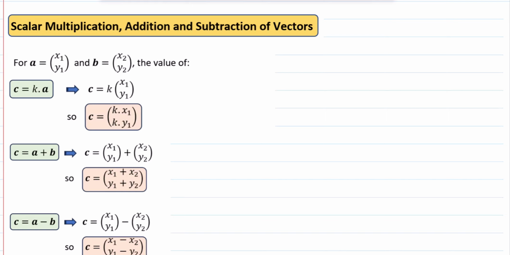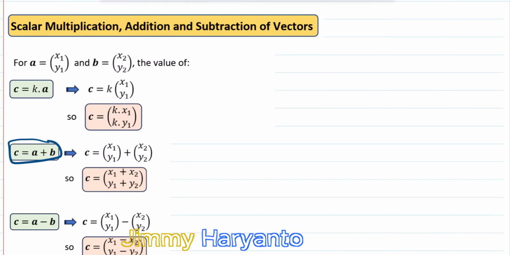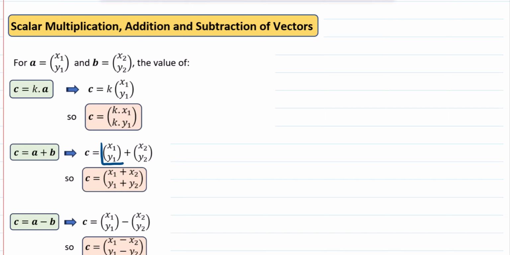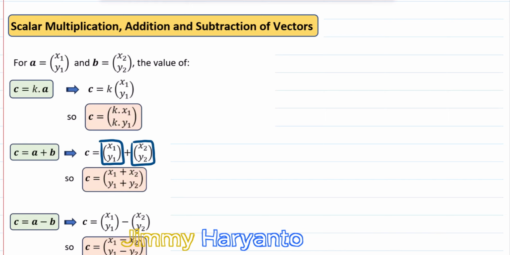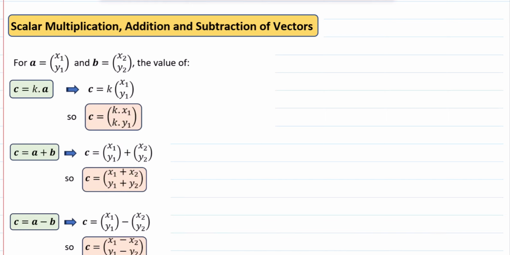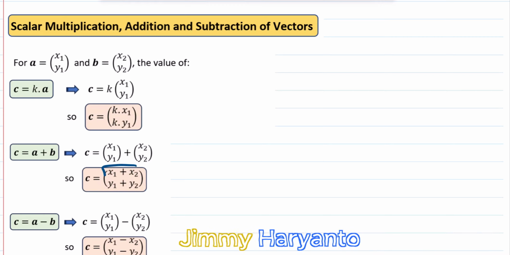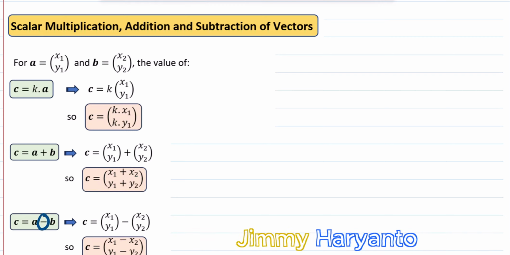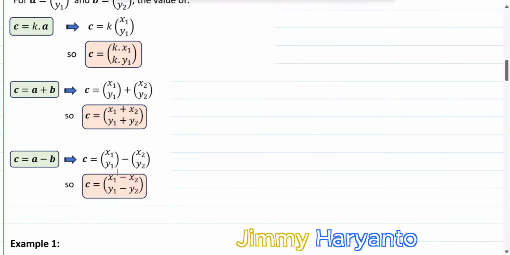So next one is c equals a plus b. For a plus b, you only have to add the components of vector a and vector b. So you will have this as the result. Vector c will be x1 plus x2 and also y1 plus y2. It's the same with subtraction. You only have to subtract vector b from vector a, just like so.